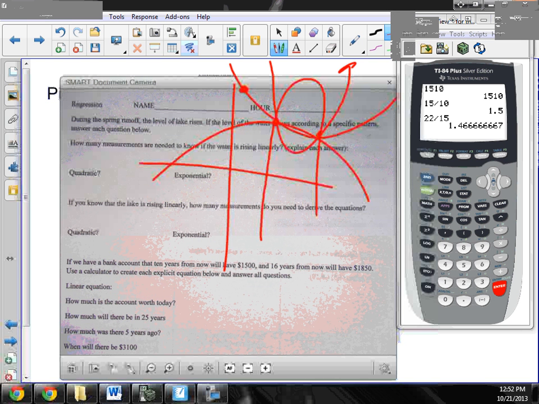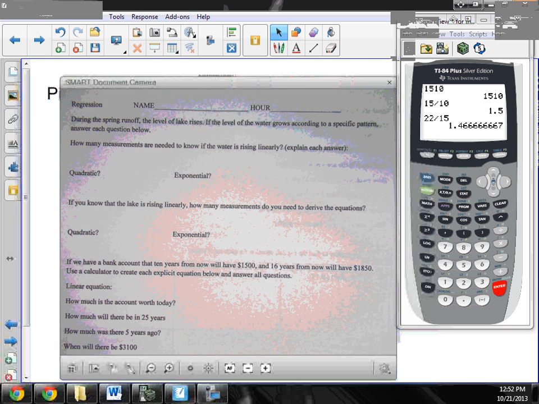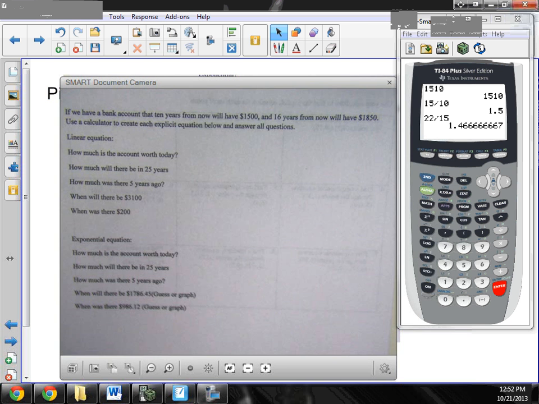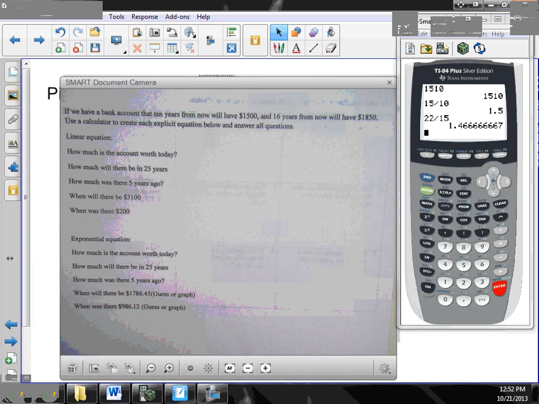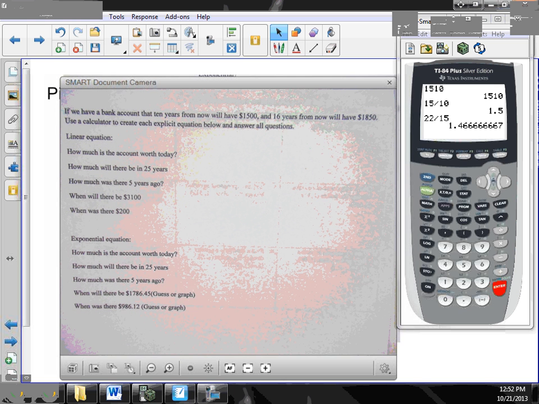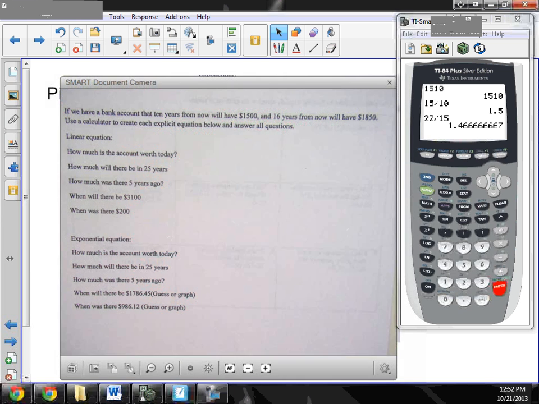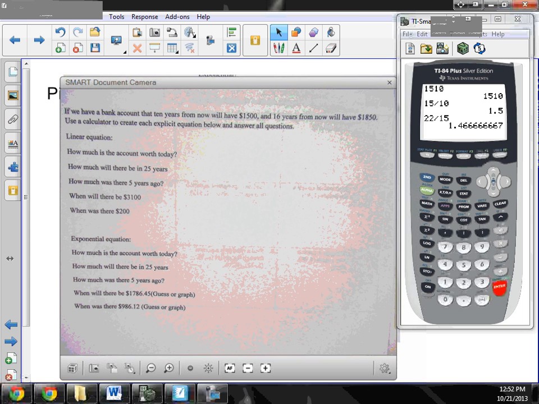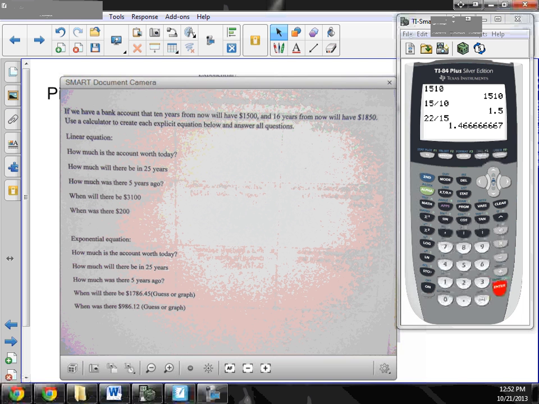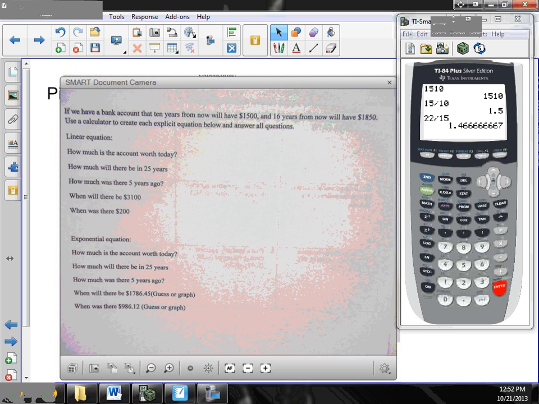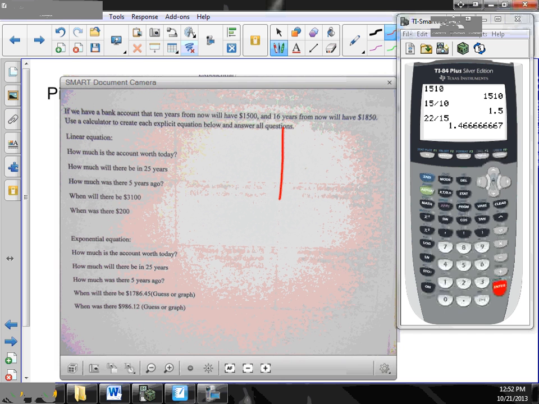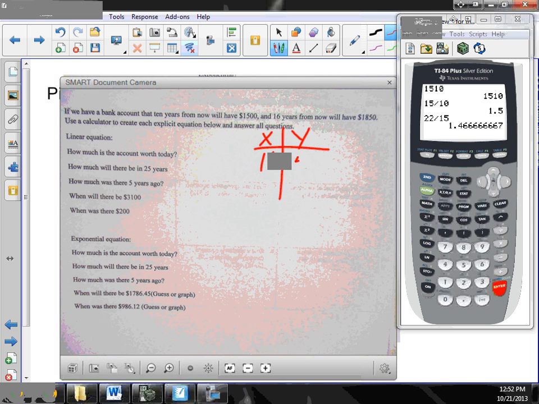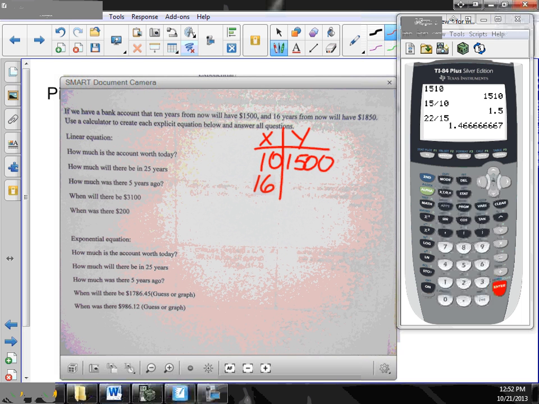All right. Let's actually do one of these. If we have a bank account that 10 years from now we'll have $1,500 and 16 years from now we'll have $1,850, use a calculator to create each explicit equation below and answer all the questions. So for this first one, it's linear. And we're going to use the same information to create an exponential and a quadratic in a minute. So I know 2 points. I know 2 x's and y's. I know 10, 1500. They also gave me 16, 1850.